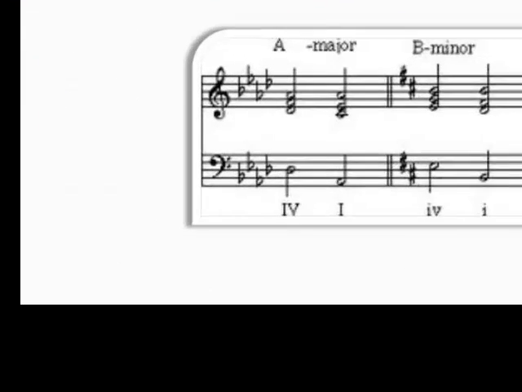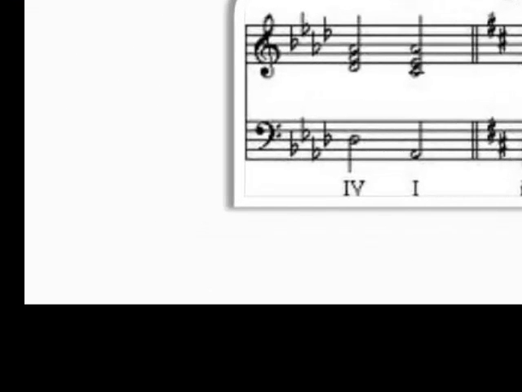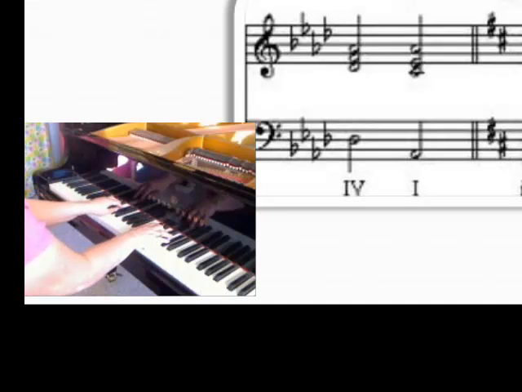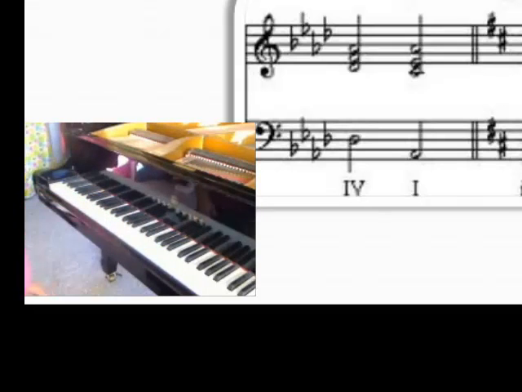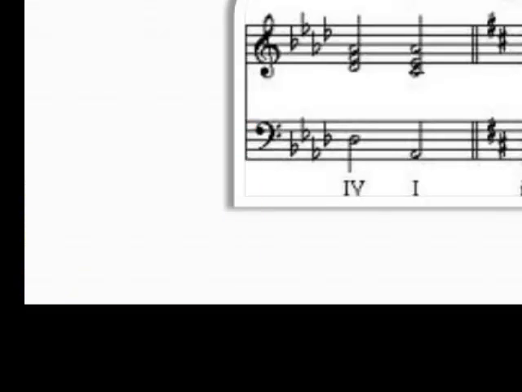Our first plagal cadence is in the key of A flat major. This is what it sounds like. When we count up to the 4th note in A flat major, it is D flat. That means the 4 chord is a D-flat major chord. Notice that the chords in the plagal cadence are in root position. That means the root of the chord is doubled in the treble clef.